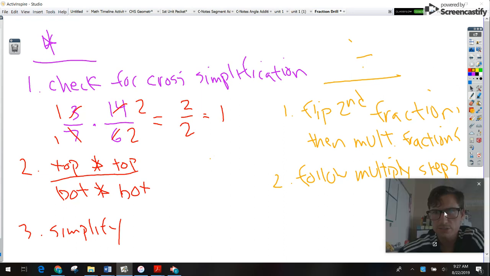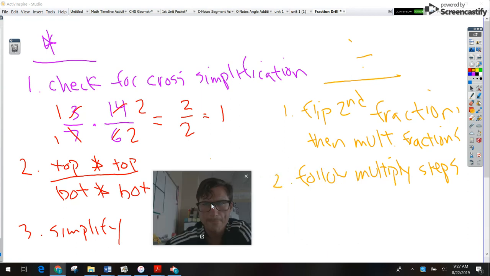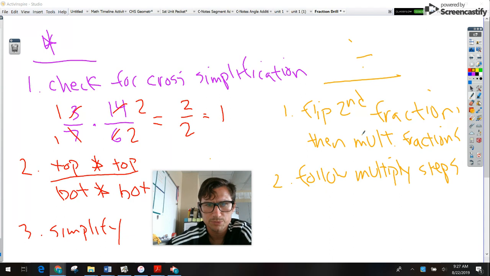Checking out division. First thing you do, you flip the second fraction, and then it turns into multiplication. So that's where you just use your multiplying rules. Step 2, follow multiply steps. So division will turn into multiplication after you flip the second fraction.